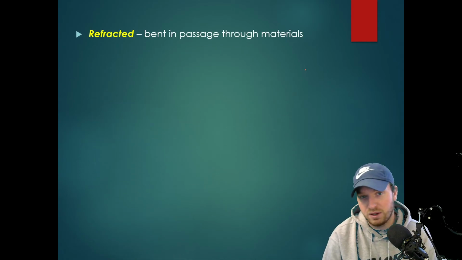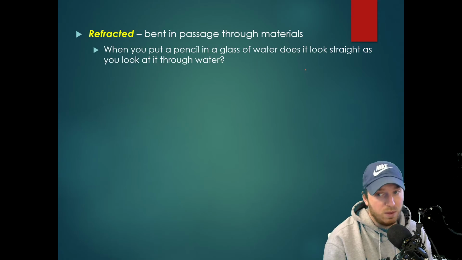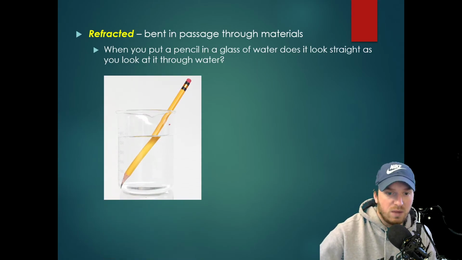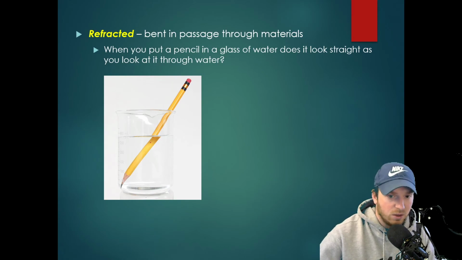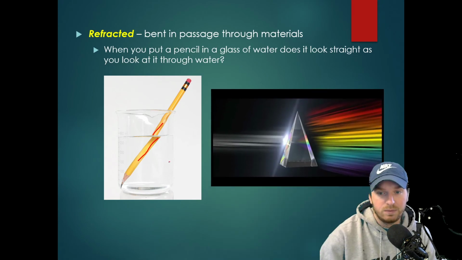Some is refracted, which is just light, or insolation, that is bent as it passes through. So you put a pencil in a glass of water and all of a sudden it looks like this. Notice that the pencil isn't actually bent in the water, but the water bends some of the light, which makes it seem like it's not connected. That's just because the water is bending the light a little bit.